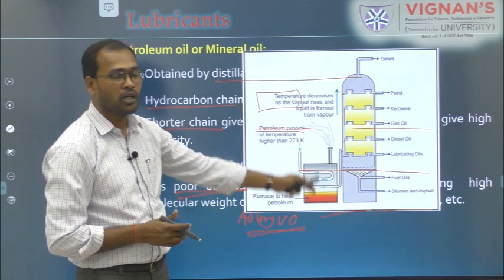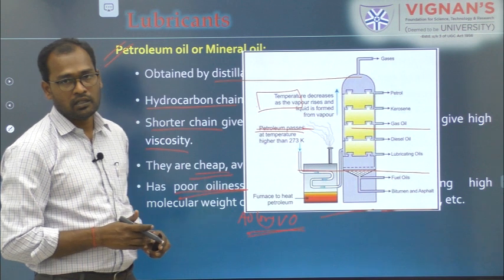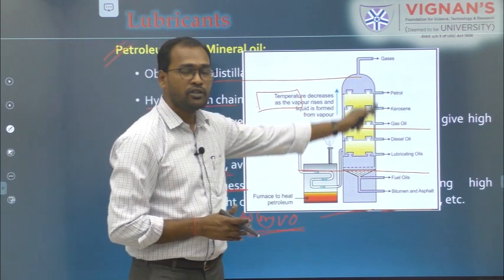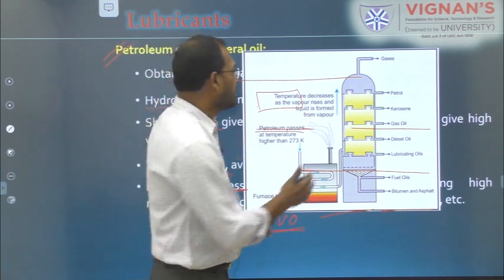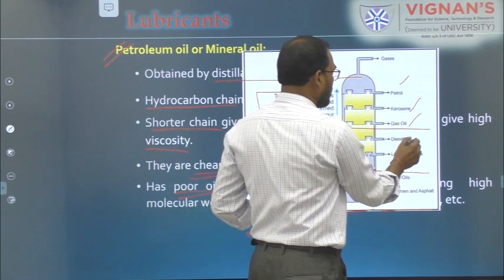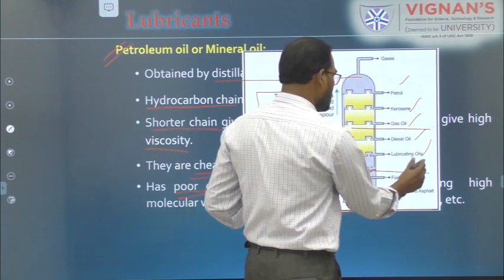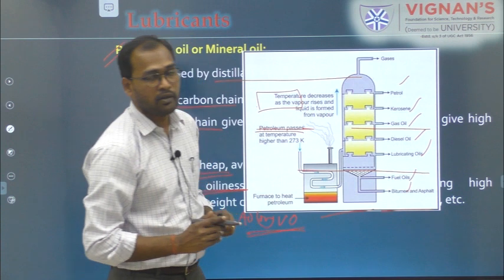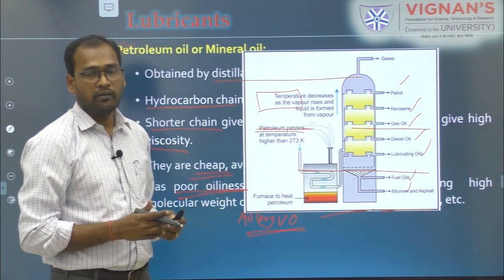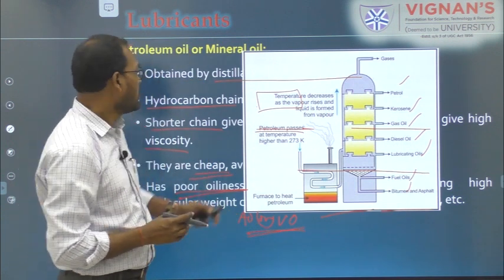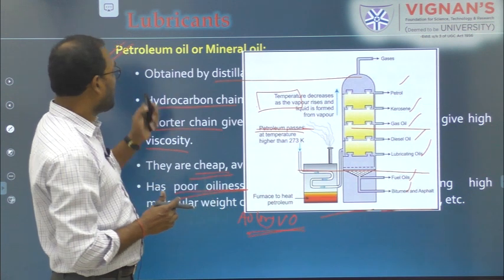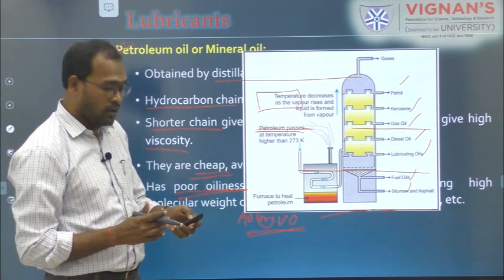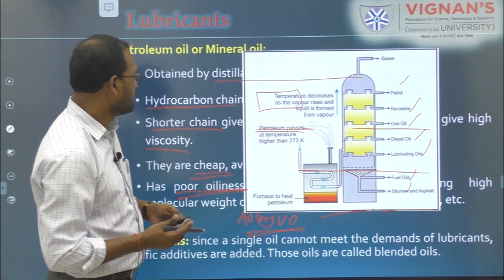So this is an image of how the petroleum crude is distilled, and we will get different layers of hydrocarbons: petrol, kerosene, gas oil, diesel, lubricating oils, fuels, and bitumen and asphalt will be the ultimate carbon left over in the petroleum crude. Okay, so this is how petroleum or mineral oil is extracted and used, right.